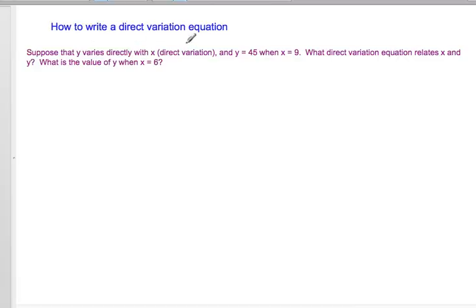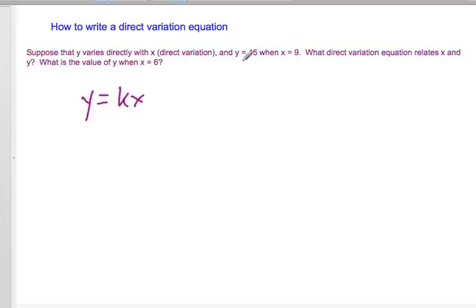So how to write a direct variation equation? Let's suppose that y varies directly as x, which means direct variation, and y equals 45 when x equals 9. What direct variation equation relates x and y? Let's start there, and then we'll get to the second question in a moment. So we know that the direct variation equation is y equals kx.